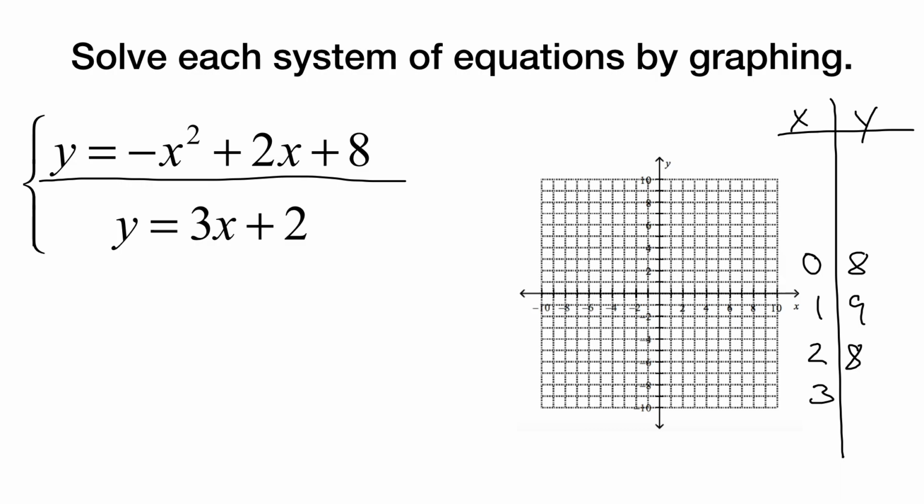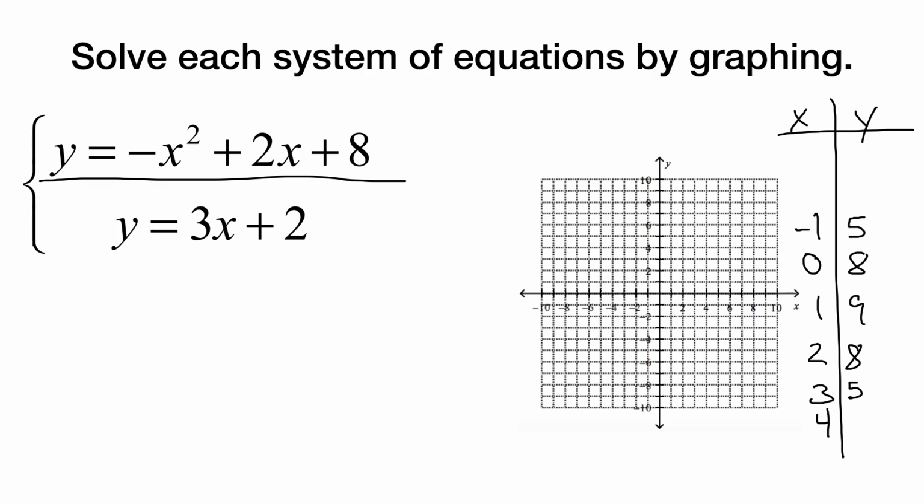So now I'm just going to do 3. So that's negative 9 plus 6 is 3 plus 8. So wait, negative 9 plus 6 is negative 3 plus 8 is 5, which means at negative 1 we would also have 5. So now let's do a couple more. 4, let's see, negative 16 plus 8.